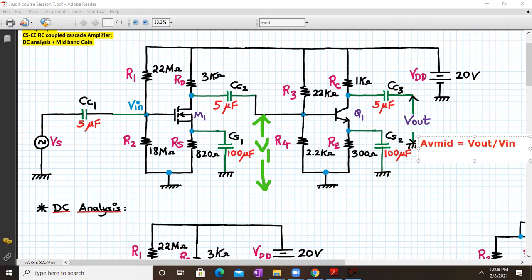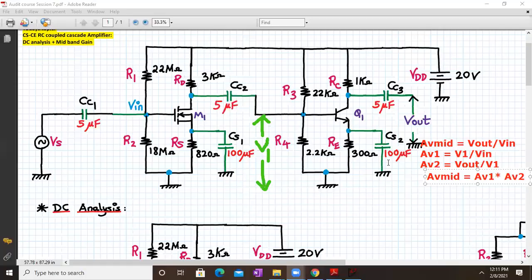Now we have divided this into AV1 and AV2. So what will be AV1? The gain of first stage, it will be V1 divided by Vin, and AV2 will be Vout divided by V1. Okay. So that's what we are going to do. We'll use these formulas to calculate the overall gain, which is the product of AV1 into AV2. Okay. So if you write over here, AV mid will be AV1 into AV2.